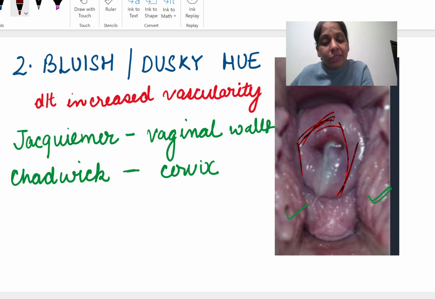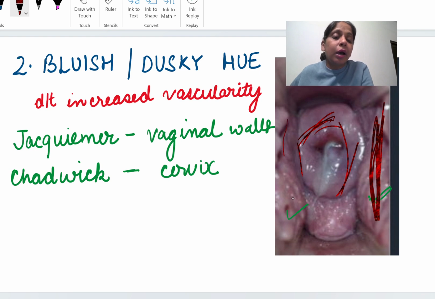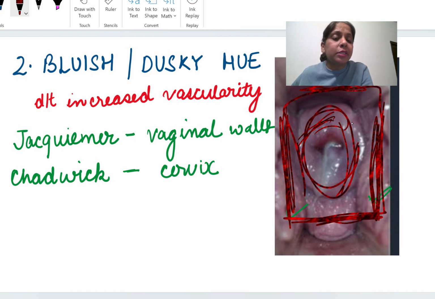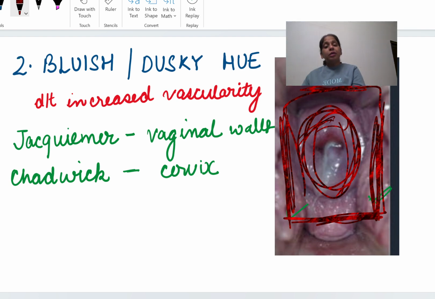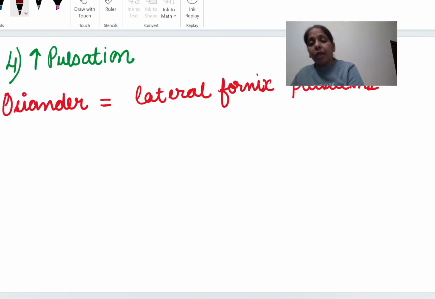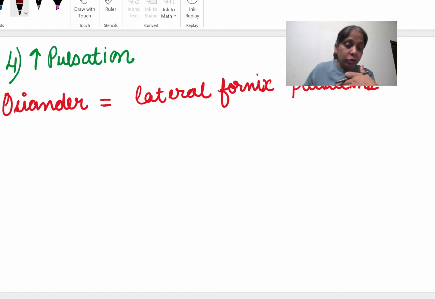So when the vaginal walls are in the bluish color, this is known as the Jacquemier sign, and when the cervix is blue, then this is known as the Chadwick sign. Last is the pulsation sign. As I already told you, when there is increased blood flow, there is an increase in the pulsations. So the Osiander sign is felt.